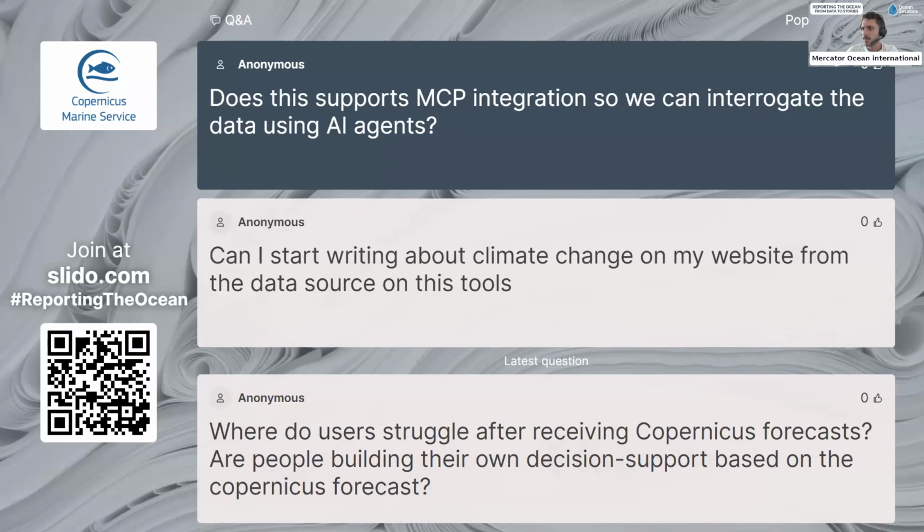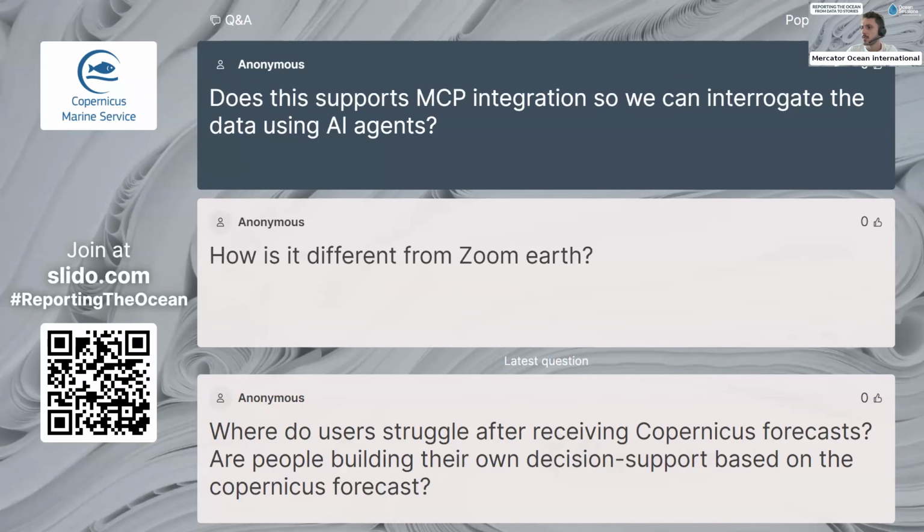Does MyOcean Health support MCP integrations so that we can integrate the data using AI agents? MCP? Do you know what MCP is? I'm not sure. I think it's like a link between tools that you can import data directly, I would say. For the moment, maybe, go ahead, Tony.